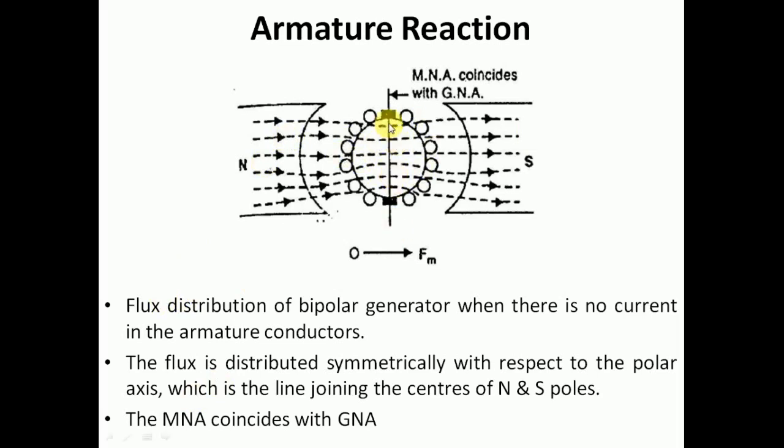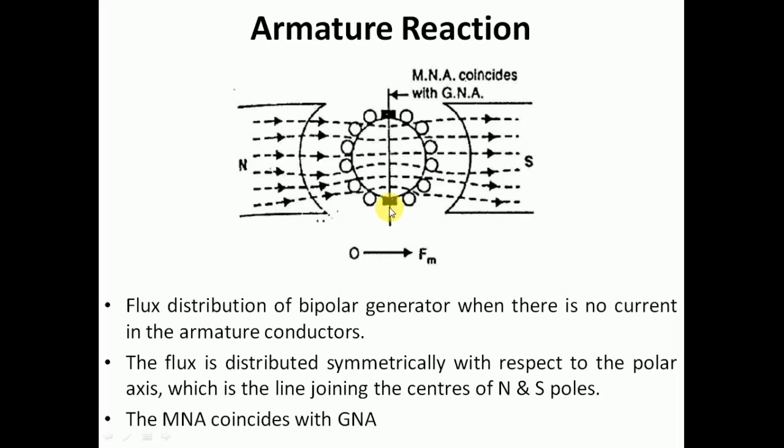If you see this diagram, you will find that the brushes are placed over the armature, but in real practice it's not like that. Brushes are always placed over the commutator. This is the armature core and these are the armature conductors. These two are the brushes. So you may feel that the brushes are placed over the armature. It's not like that. For the ease of understanding the concept of armature reaction, it's just shown like that.